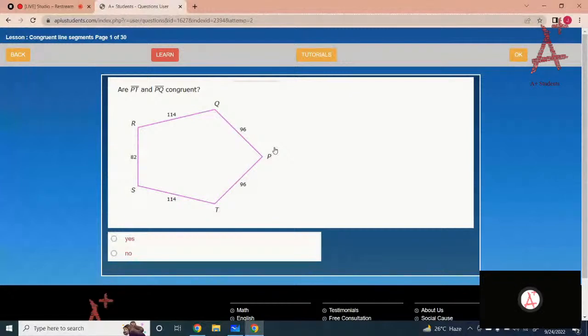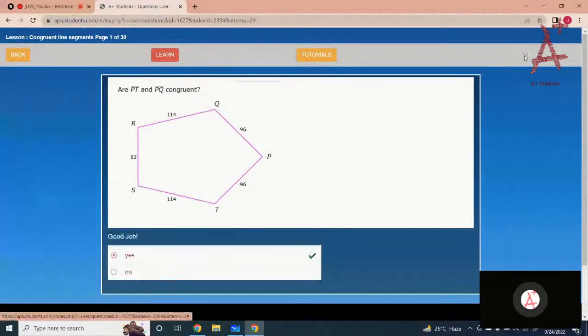Okay, the first one is, are PT and PQ congruent? See the length of PT. PT has the length 96 and PQ has the same length 96. So both of the lines have the same length. That means they are congruent. Got it? So the answer is yes. So just click on the correct option and click on the OK button. Got it?